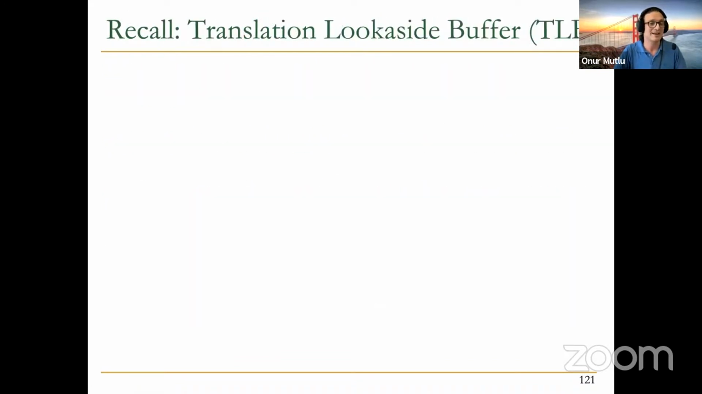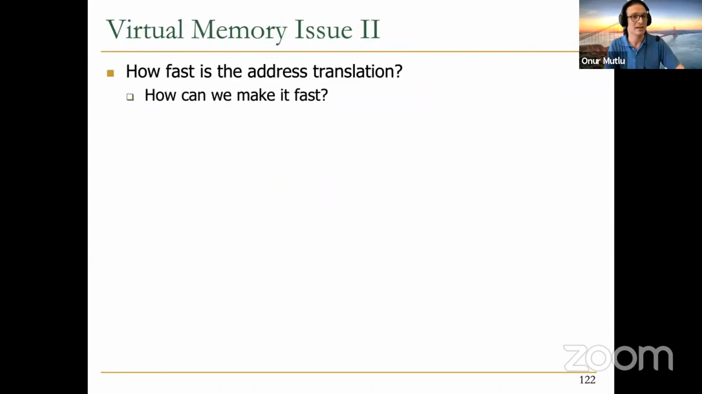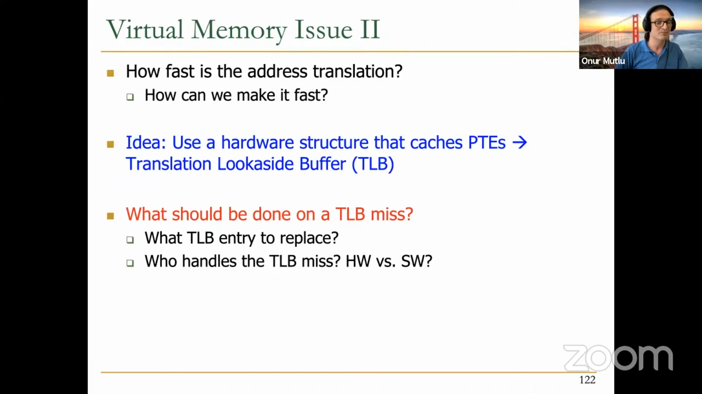So how can we speed up the address translation and check? We already know about translation look-aside buffers. We've already talked about how to make it fast. Let's talk about who manages it, meaning what if you miss in the TLB? The TLB caches the recent translations, but what if you miss in the TLB? What TLB entry do you replace? Clearly, it's a caching decision. Who handles the TLB miss? Hardware versus software. And there are advantages and disadvantages to this.